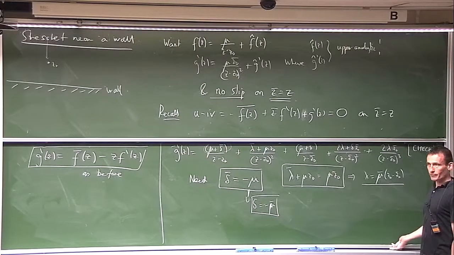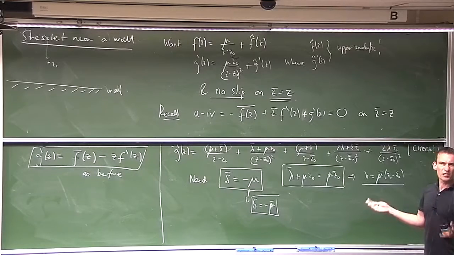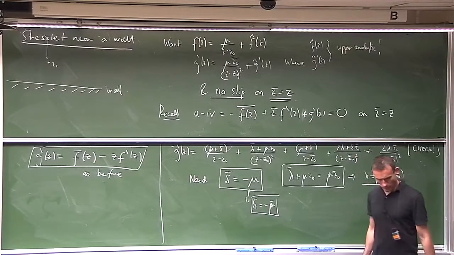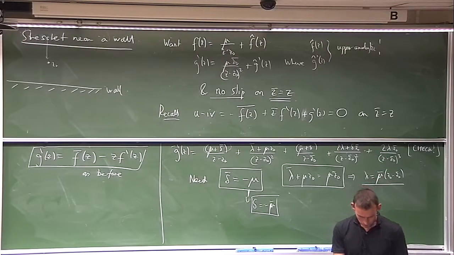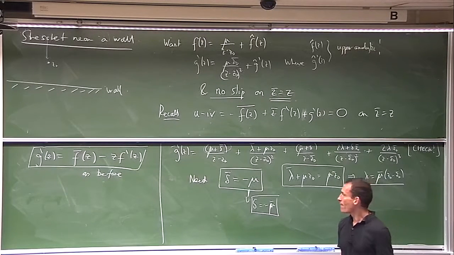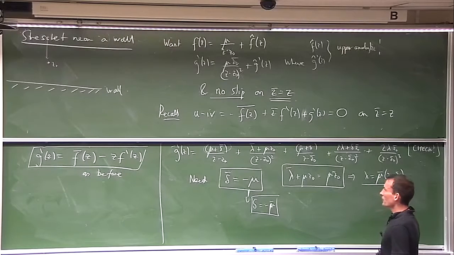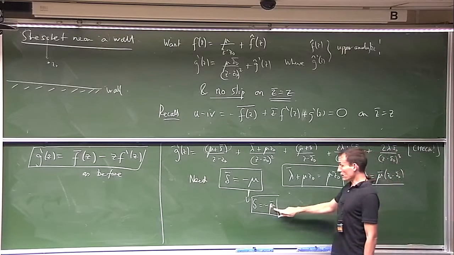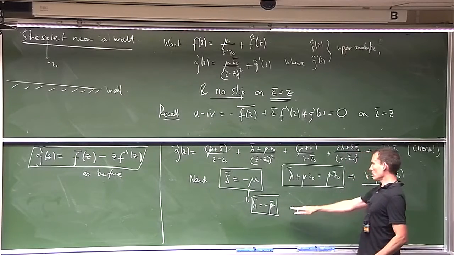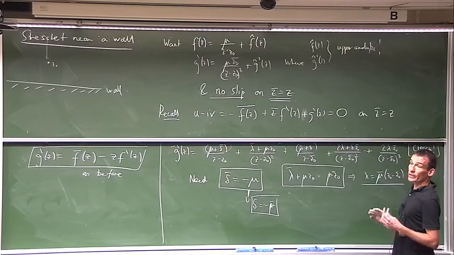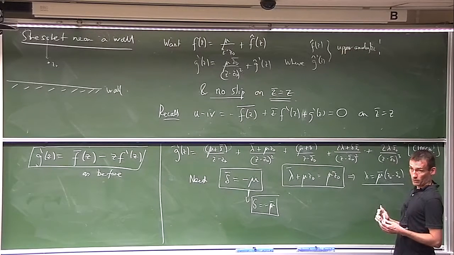Are you following me? It's the same as I did earlier, just a little bit more complicated because it's a stresslet near a wall, not a rotlet. So with lambda given by this and delta given by this, remember I know mu and I know z naught. So these are both given now. These are determined. Then I found the solution for a stresslet near a wall.